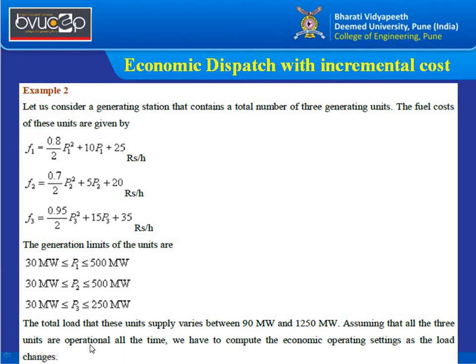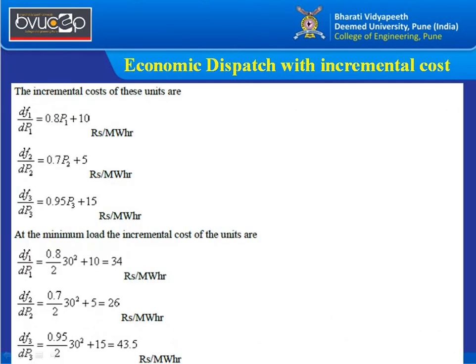So assuming that the three units are operational all the time, we have to compute the economic operating setting as the load changes. So from the calculation point of view, whenever all three units are working and the load is changing, we have to do the economic setting. So let us proceed with how to do this calculation.